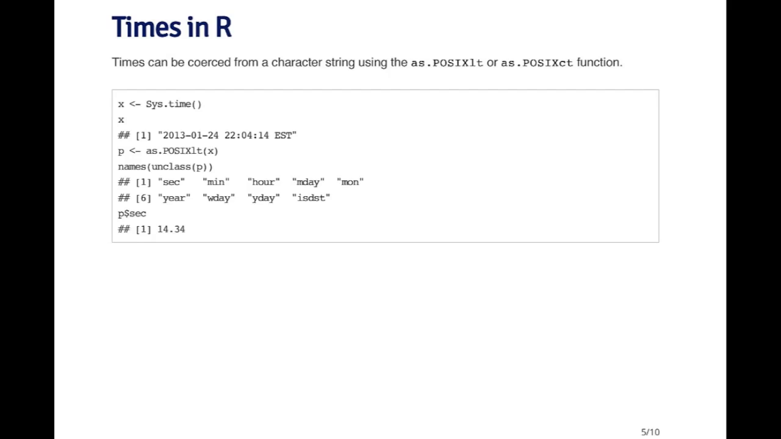And POSIXlt, remember, underlying is a list. So you can look at the names of the elements in this list if you unclass it. And you can see that there's an element called sec, that's the seconds, the minutes, the hours. The mday is the day of the month, which in this case would be 23. The month is just the month you're in. So that's January, and then the year, the weekday, so the day of the week, the yday, which is the day in the year, and then isdst, are we on daylight savings or not.